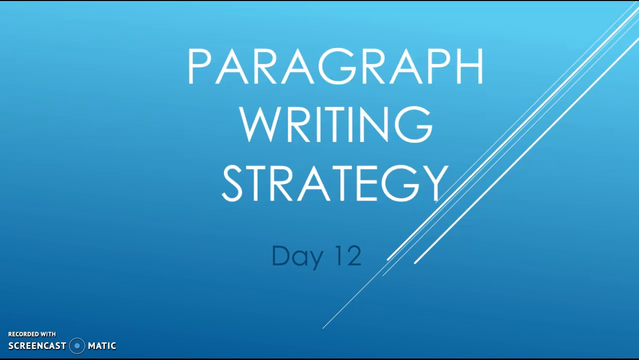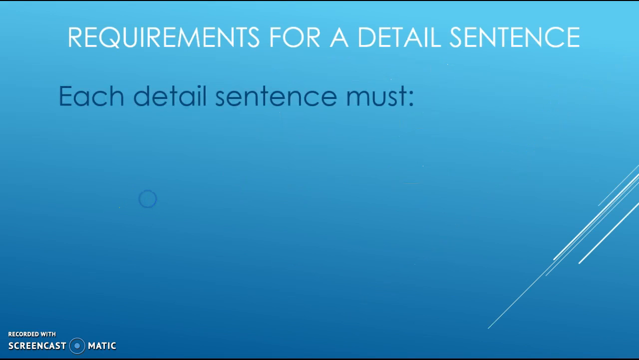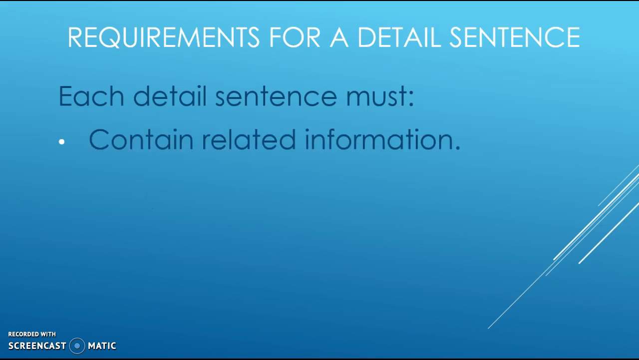Yesterday we began learning about detailed sentences. We talked about the definitions for detailed sentences and the two types of detailed sentences. Today we're going to talk about the 5 requirements for a good detailed sentence. So there are going to be 5 of them. The first one is each detailed sentence must contain related information.